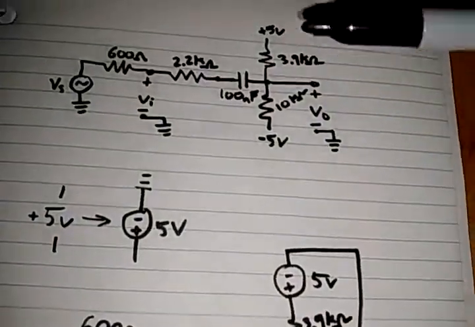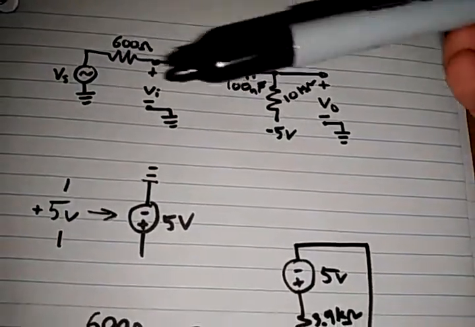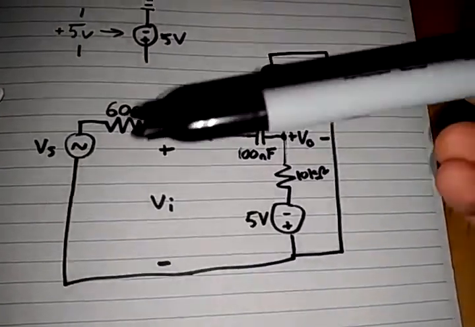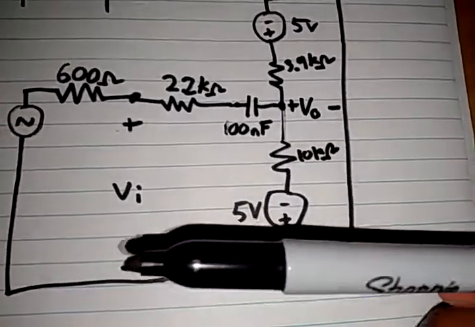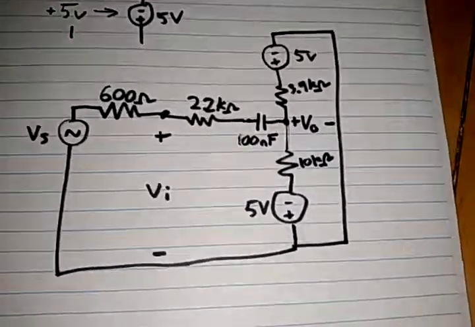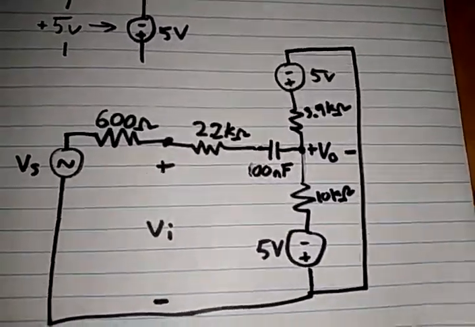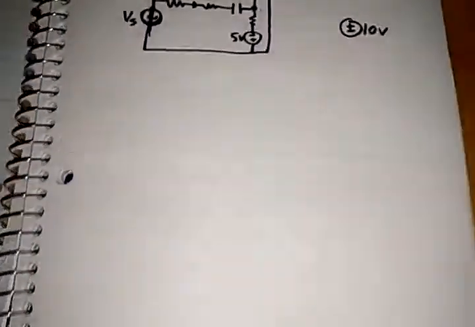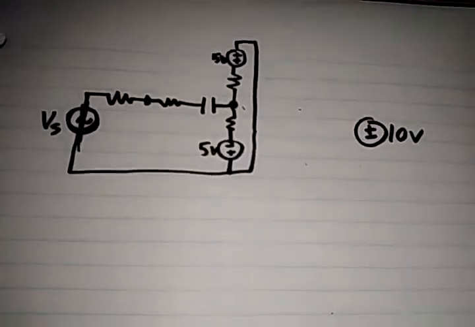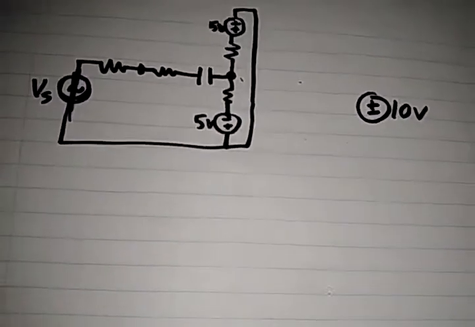So in the previous video, I showed you how you convert this circuit into a simpler circuit, closed loop connected, so that you can easily use nodal analysis or mesh analysis or superposition in order to find the voltage VI and VO. So in this video, hopefully I'm going to show you how you actually calculate the VI and VO.